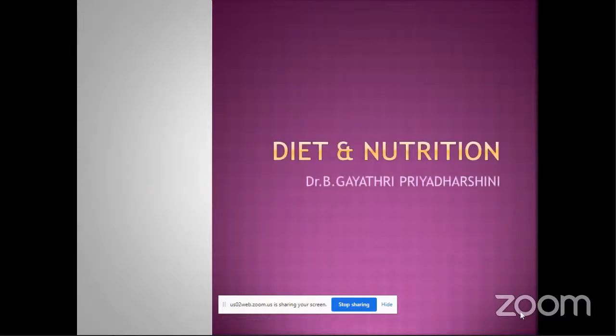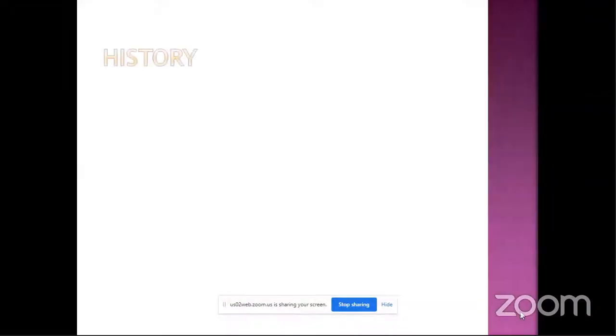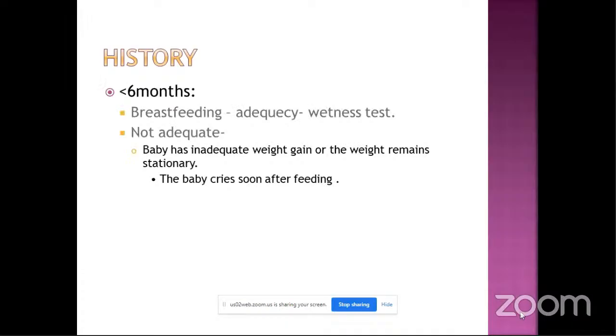It may be vague, but still it's very important for pediatrics. These are the preliminary basic history that we have to deal with. If the child is less than 6 months, we'll be dealing only with whether the child is breastfed or formula fed. If breastfed, we have to see whether the breastfeeding is adequate or not. This can be achieved by the wetness test. What is the wetness test? If the child is breastfed and is passing urine at least 6 to 8 times per day, then the child is having adequate breastfeeding.